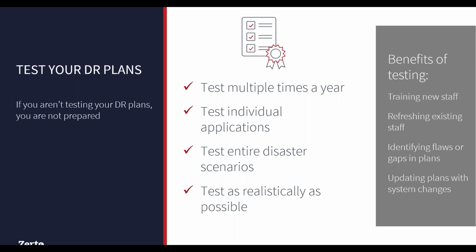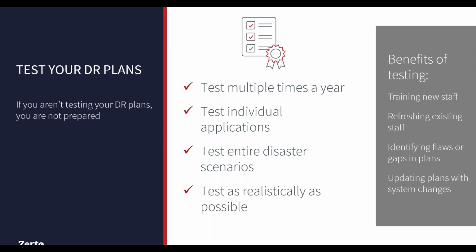You want to be able to test your disaster recovery plans, ideally multiple times a year. You want to be able to test individual applications. So just bringing back certain critical applications, bringing those back online, testing to make sure that each individual application can be brought back online as quickly as possible. But you also want to go through entire disaster scenarios. So what would you actually need to do if, for example, a hurricane or an earthquake or something disabled an entire site?